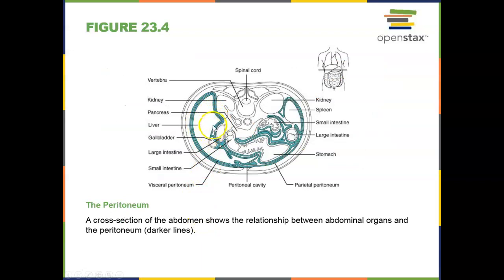And so here you can see the peritoneal membrane surrounds our digestive organs. It surrounds a lot of our other organs as well. There are some organs that you can see that are not surrounded by the peritoneal membrane. So our pancreas is an example. Our kidneys are also examples. They are considered retroperitoneal.